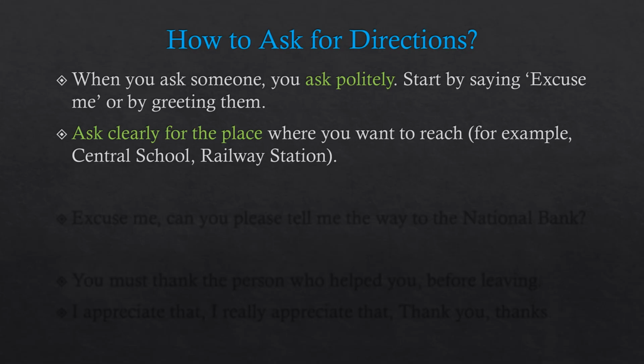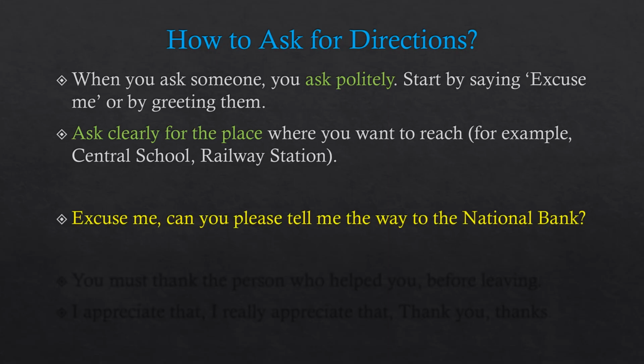It means you have to clearly mention the name so that the person can tell you easily where that place is located. For example, you can ask, excuse me, can you please tell me the way to the National Bank? So here you have used polite language, you have said excuse me in the starting, and you have clearly mentioned the name of the place, that is National Bank.